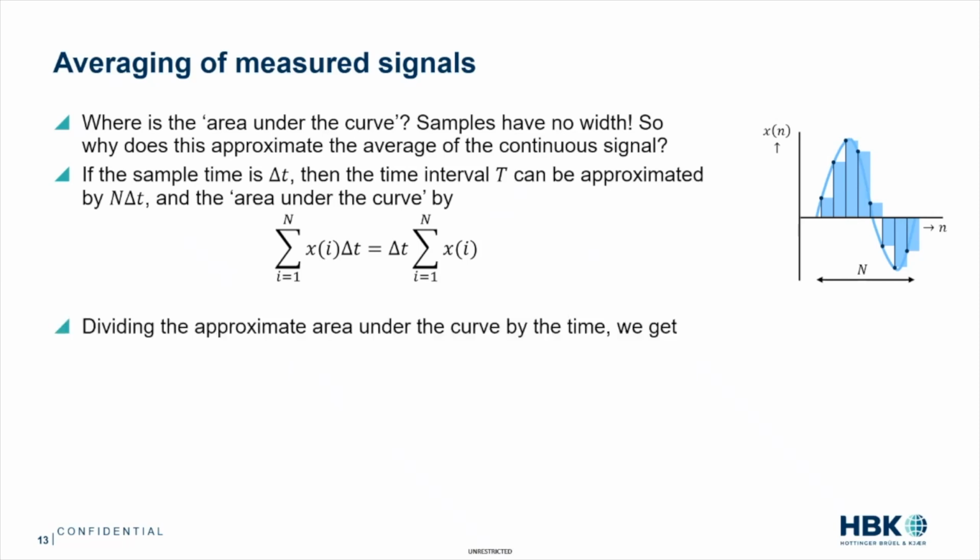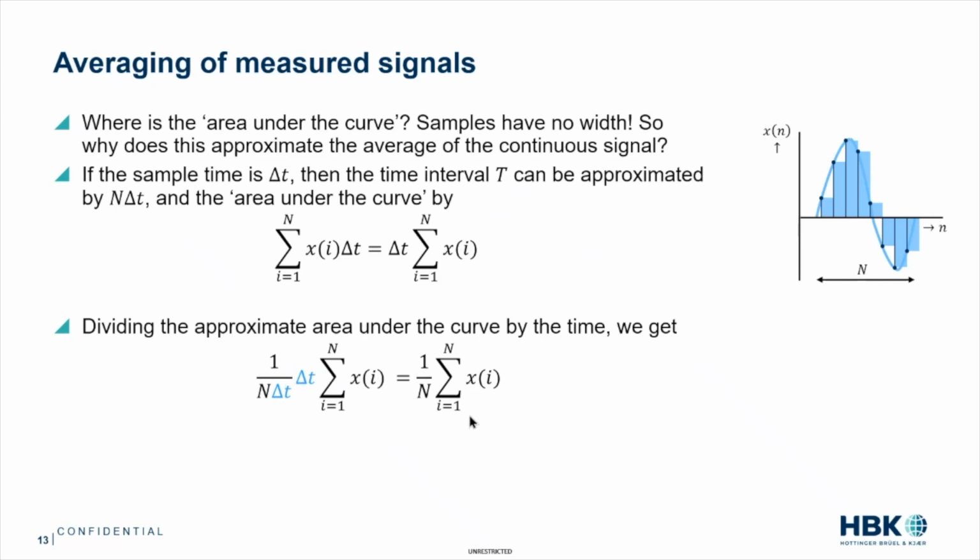And so now, like I did with finding the average of a continuous signal, I can divide the approximate area under the curve by the time. So we are doing the same as what we did with continuous signals. And then I get the area under the curve, which was delta t times the summation. The time was n times delta t. And now we see that the delta t cancels out.